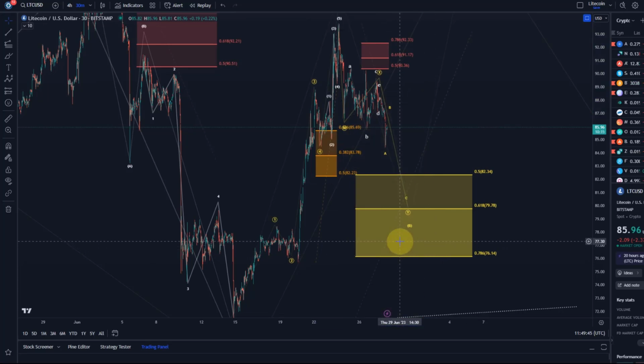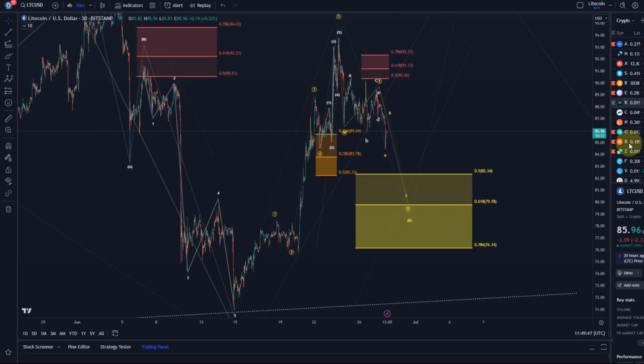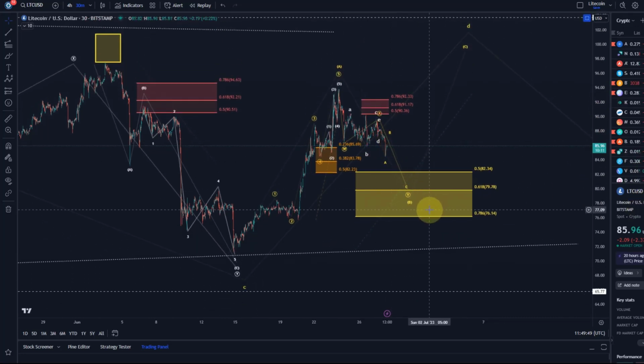Things might turn bearish, but there's a lot of space left to get there. At the moment, I cannot confirm in any way that a local low has been made, but I will keep observing this for you.